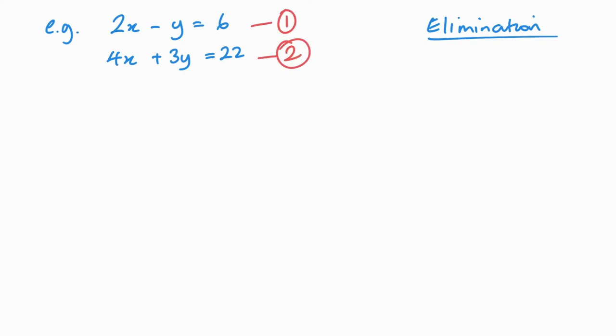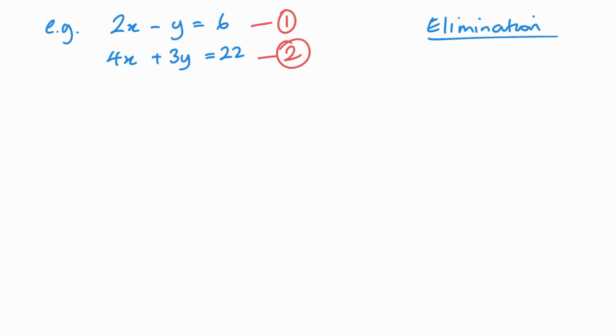Now, to do the elimination method, I need to make either the x's or the y's equal in size. So I either need to make the 2x and the 4x equivalent in size, or the y's equivalent in size. I'm not worried about signs, just equivalent in the magnitude.